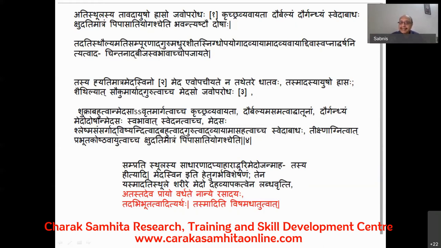So when they say "medava eva upichite na tatare datavaha", what happens in obesity is that, due to a certain pathology, only medha dhatu is nourished and no other dhatu is nourished properly. This is the main management of obesity, not weight reduction. Everybody should understand this: weight reduction is not the aim. It is the outcome of the management. Weight loss should be the outcome of the management.